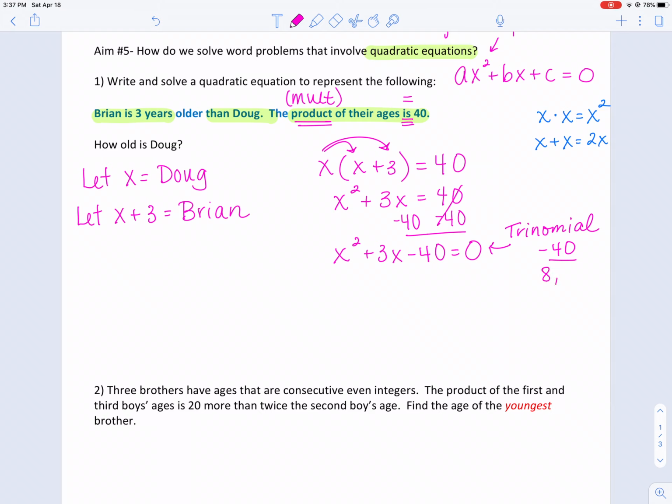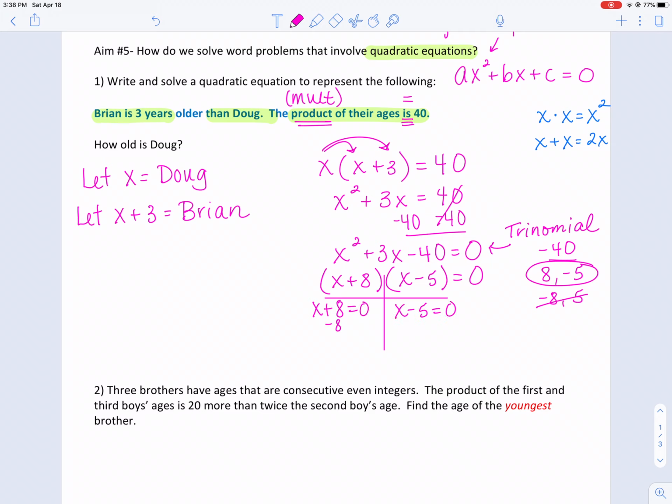So I'm thinking positive 8, negative 5. If you wrote negative 8 and positive 5, those would add to negative 3. You want the 8 and the negative 5. So I'm going to use X plus 8 and X minus 5. Now when I set up my little t and I solve each mini equation, I have X plus 8 equals 0, X minus 5 equals 0, and when you subtract the 8, I get X equals negative 8. And here, when it's subtraction, I'm going to add 5 to both sides, do the inverse operation, and X equals 5.